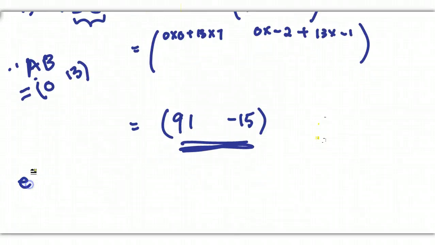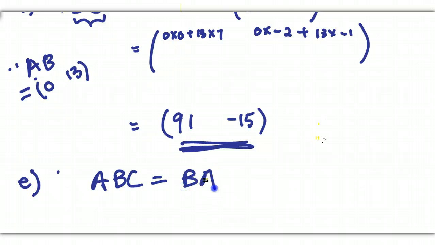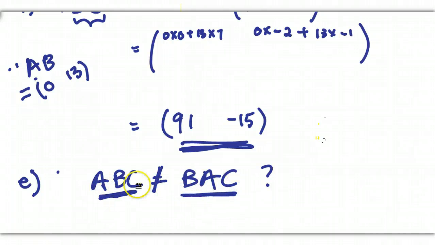Okay, for the last part, you are asked to decide whether ABC is equal to BAC. In general, ABC is not equal to BAC. So this is the difference between algebra and matrices. When you change the order or where the matrix is placed, it does change the value of the matrix. If you don't believe it, you can actually work it out. We were able to work out ABC, so now you just need to work out BAC.